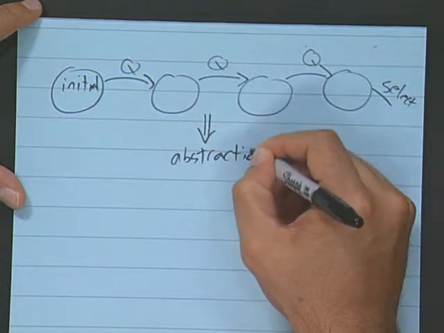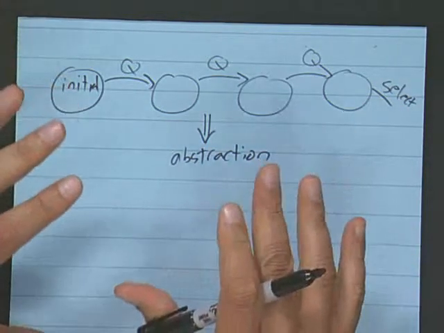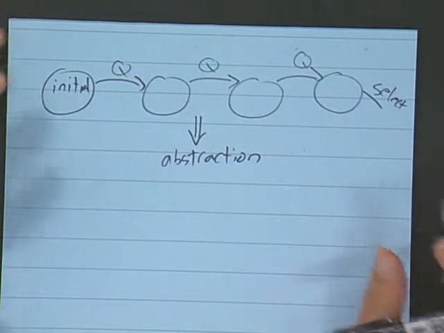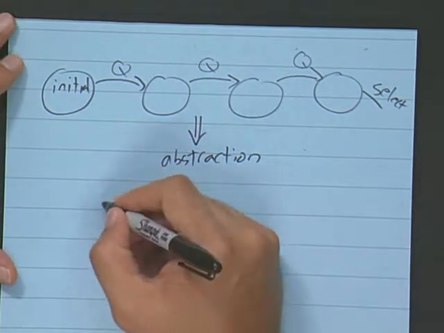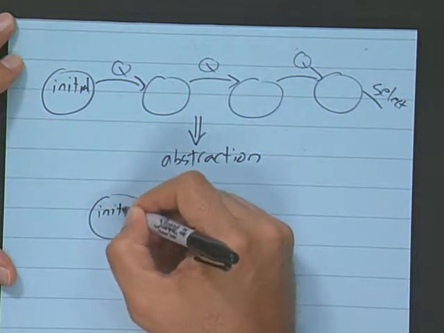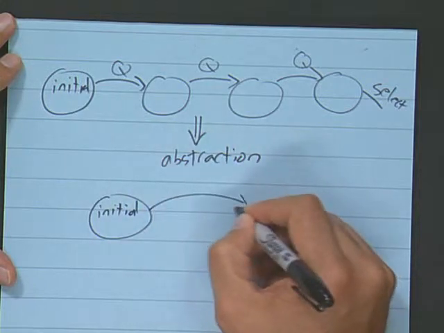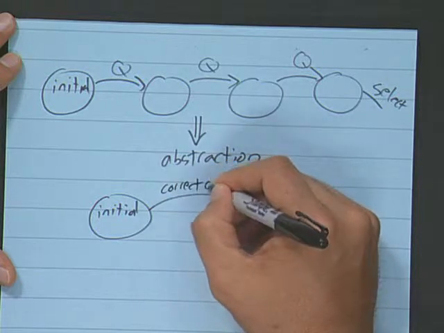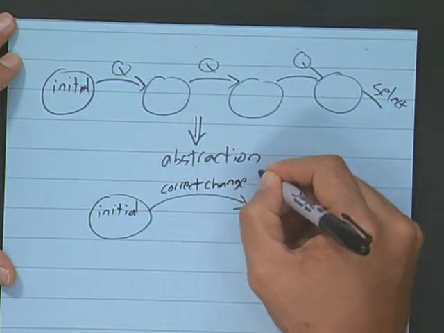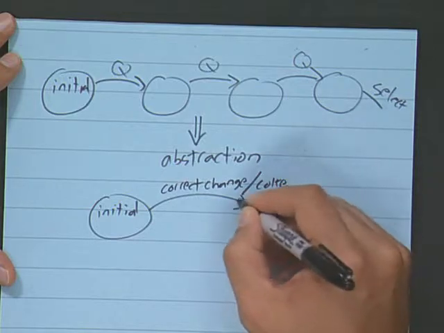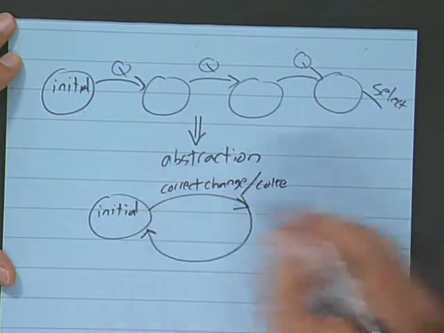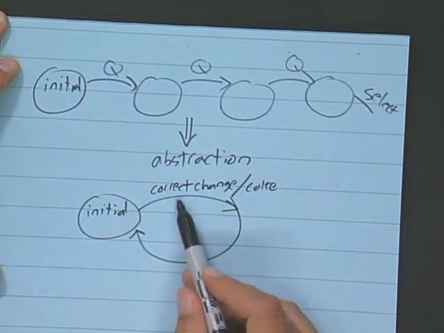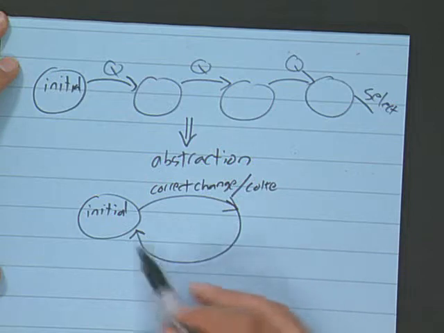If I wanted to abstract that out even more, because I wanted to view the system at a higher level of detail, maybe I'm concerned about the higher level system functions. I can also go like this: initial, what have I done there? Initial state, correct change, give them their code back to the initial state.